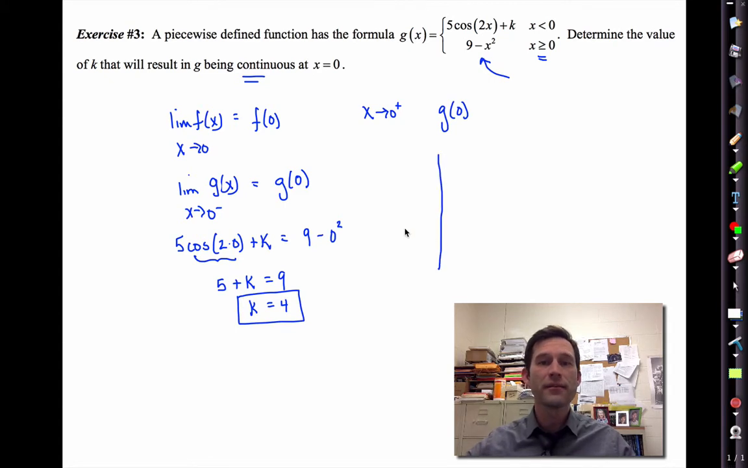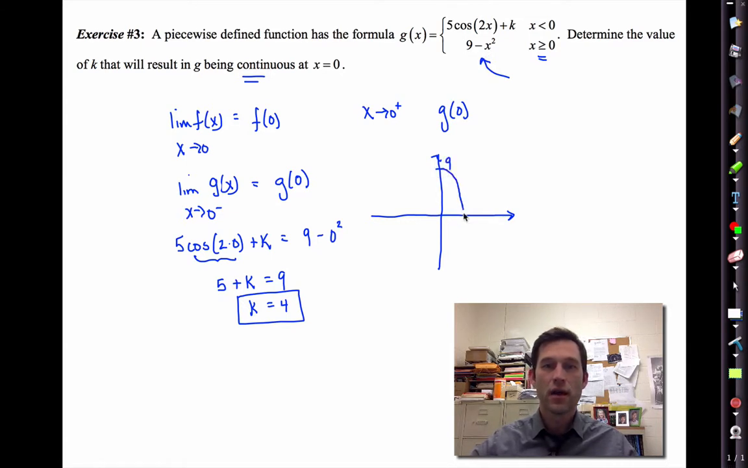Again, in terms of graphing, I think that most of us have a pretty easy time picturing this parabola, right? It's up here at 9 units, and it just does something like that. The trig curve, though, is a little bit trickier. What we end up finding is that as long as k is chosen correctly, that cosine curve will meet up with it. We could talk about amplitude and frequency and period and all of that, but we're not going to go there.